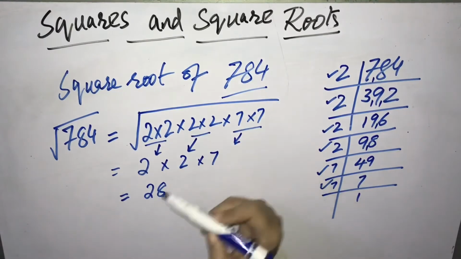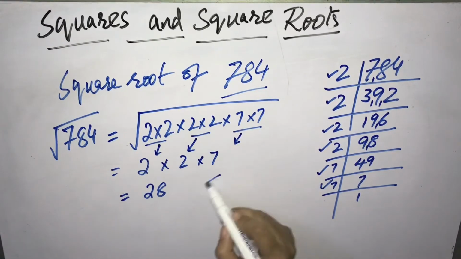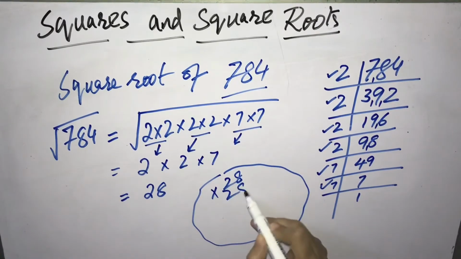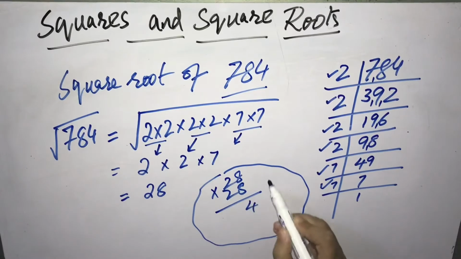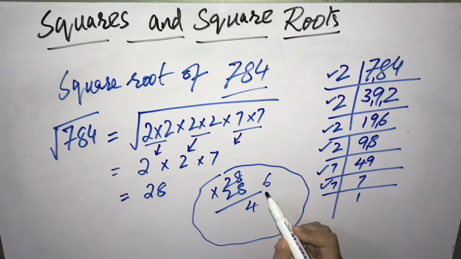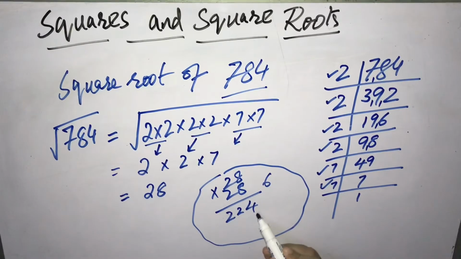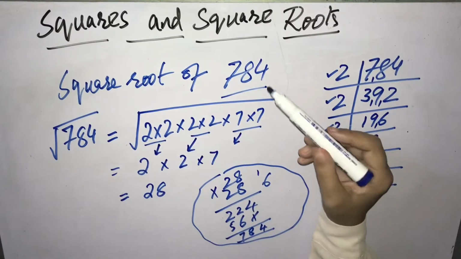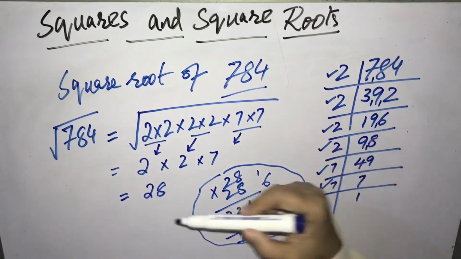784 is basically the square of 28, and we can check our answer. We can multiply 28 with 28. 8 8s are 64. 8 2s are 16. 2 8s are 16. 2 2s are 4. 28 multiplied by 28 is 784, and when we shall take the square root of 784, we shall have 28.